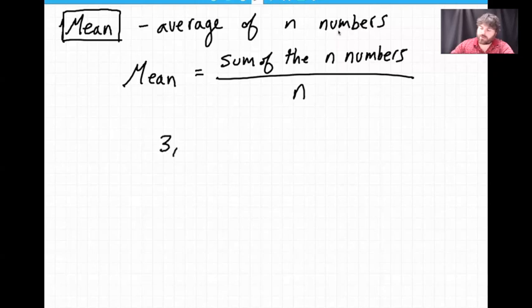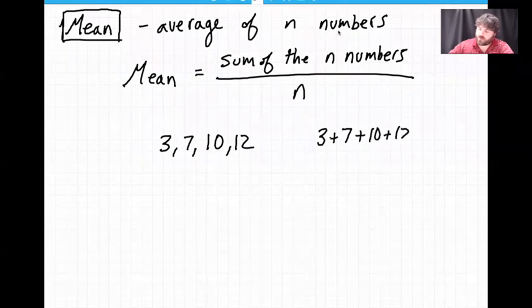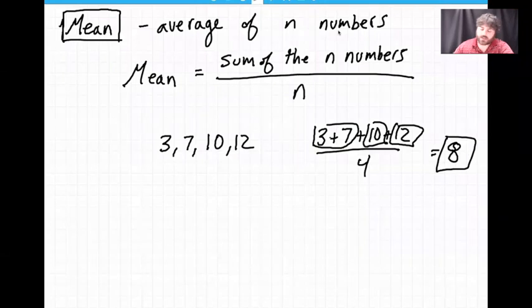So quick example, 3, 7, 10, and 12, okay? If I want to find the average of those four numbers, the mean, I add them all up, so 3 plus 7 plus 10 plus 12, and then I divide by 4. So we have 10, 20, 32 divided by 4 is 8. So 8 is our average.